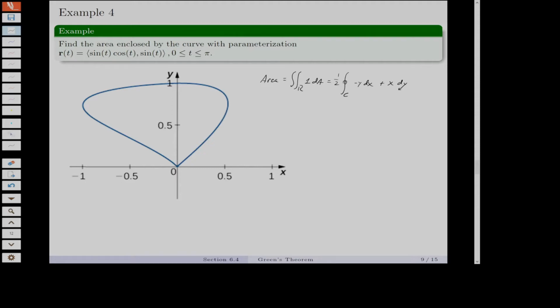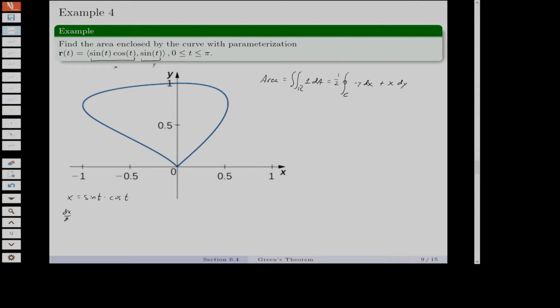And I already have a parameterization. That was the one thing that we were given. So I know what x is and I know what y is. If x is sine of t times cosine of t, I'm able to plug that in, but I need to find the dx.